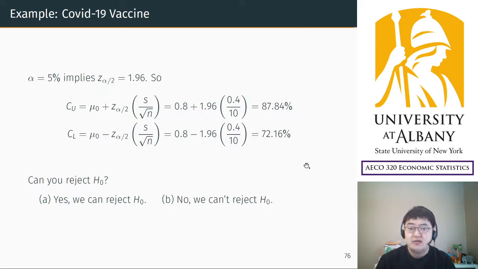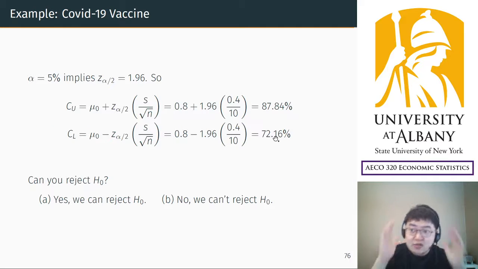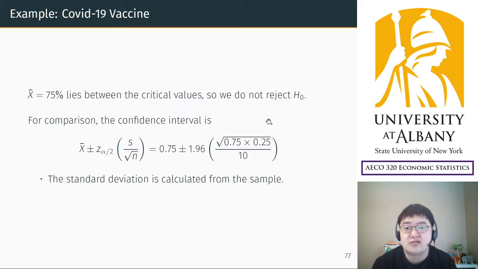And then can you reject the null hypothesis? The sample mean was 75%. Answer 3, 2, 1. No, you cannot reject the null hypothesis because the critical values is from 72 to 87, but your observation is 75%, which is around here. So it's in between, greater than the lower critical value and smaller than the upper critical value. So it is within the acceptance region. So you don't reject the null hypothesis.